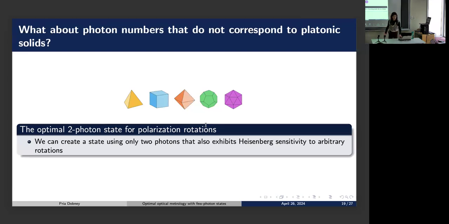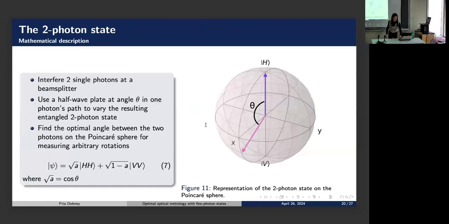This two-photon state could look like this on the Bloch sphere. We have two photons here and here, and we can tune this angle between them, going from both of the photons horizontally polarized in a spin coherent state to the maximally entangled state. And we can physically tune this angle just with a wave plate in our experimental setup, which I'll show you in a minute. And we can find what this optimal angle is to estimate our rotation.